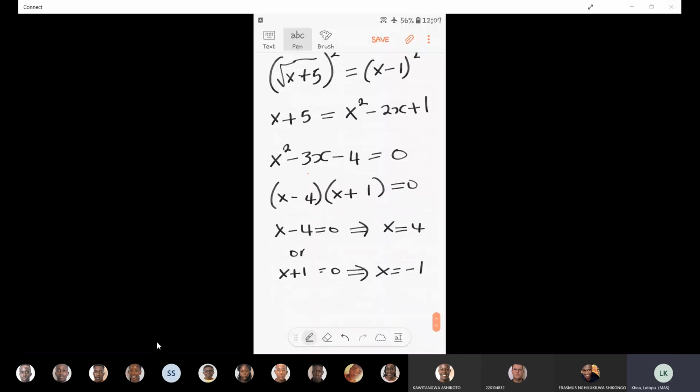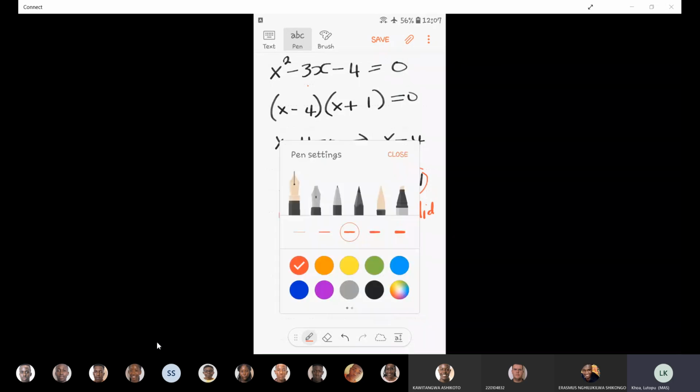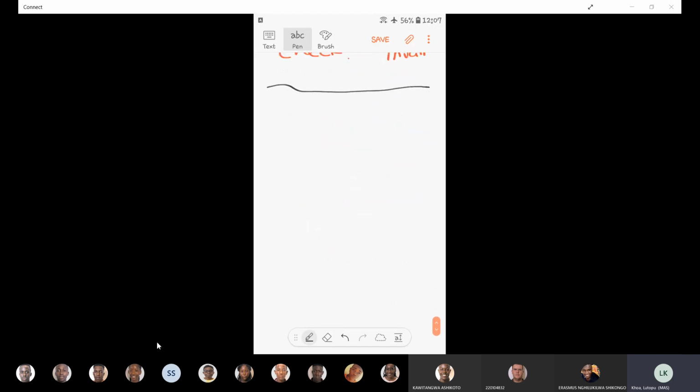Okay, then you need to check your solutions, and if you do that, you should see that this one is invalid. Okay, so make sure you check your solutions. It is very important. You must check, with an exclamation mark. Then another one to do. Number 4.